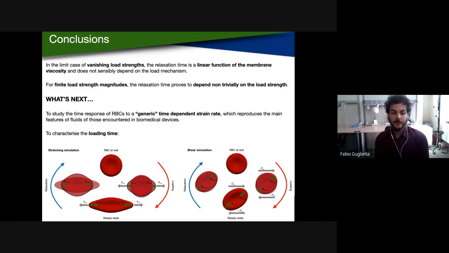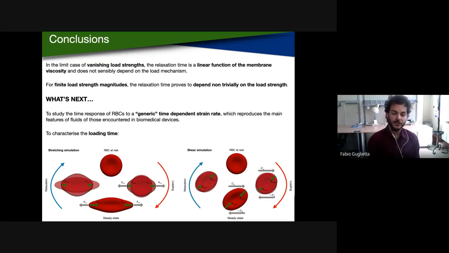And what's next? There are two main paths, main ways. In the first one, we want to study the time response of red blood cells to a generic time-dependent strength rate, for example, to a sinusoidal signal. This is because it reproduces the main feature of the fluid, for example, in VAD.